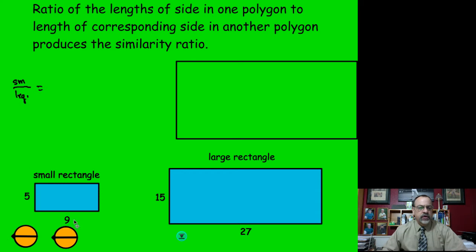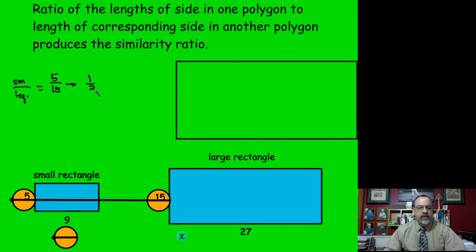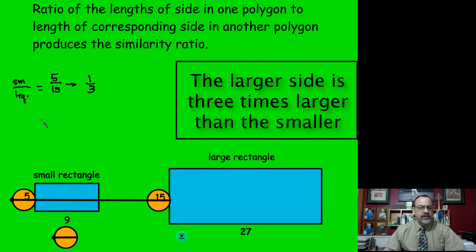Okay? So if we take a look at this smaller side here, that's a 5. So I can write that in my numerator. And then the larger rectangle, its corresponding side is 15. So if I write that as 15, and now if I reduce this fraction, I have 1/3. So the ratio of this side to this one is 1 to 3. Okay? Now let's do the same thing with the other sides.